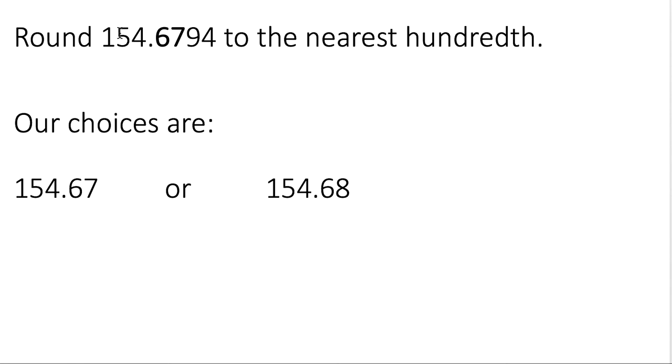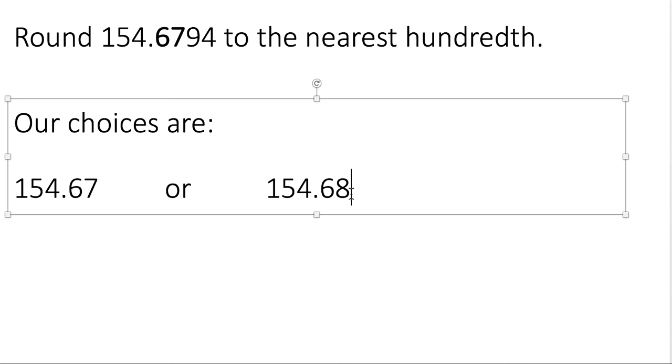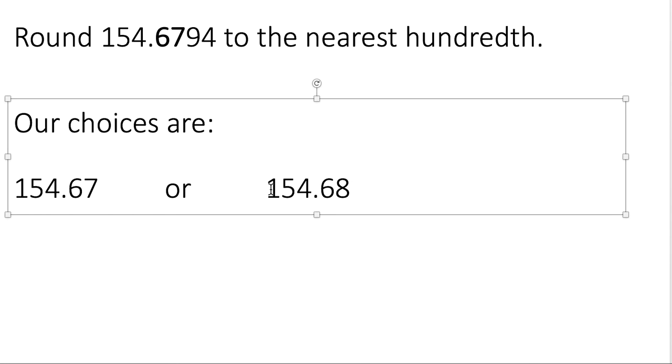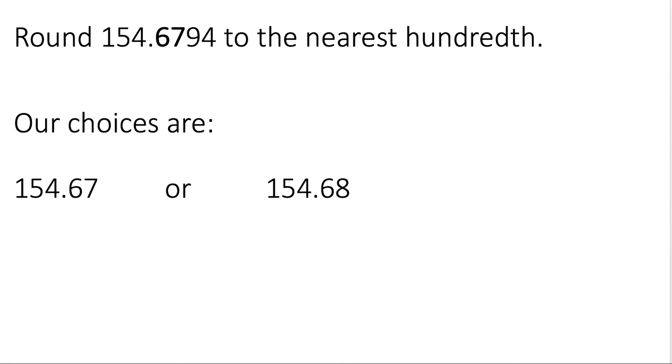Either it's going to stay at 154.67 and the 9 and 4 are going to disappear, or it's going to round up to 154.68. And again, the answer is going to end there because when we're rounding to the hundredths place, our answer has got to end in the hundredths place. So those are our two choices. And we can think which one is it closer to.